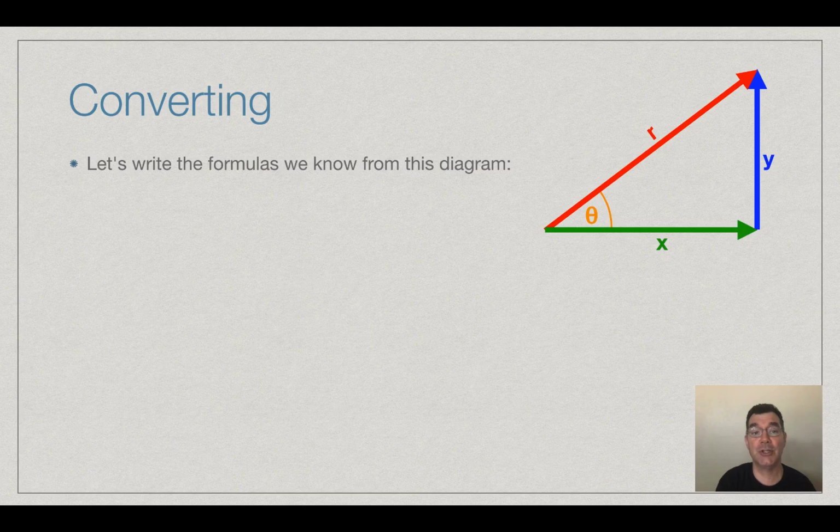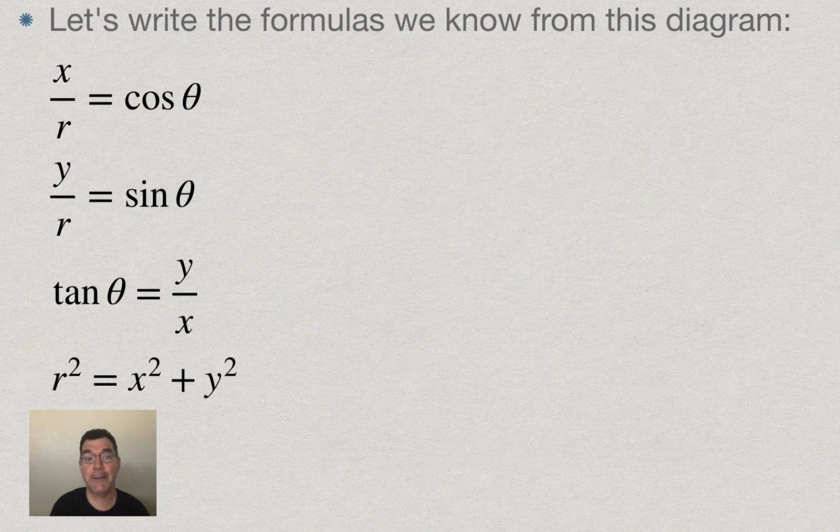So we need to be able to convert between these two forms, rectangular and polar. So let's look at the formulas that I know based on the diagram that I have on the right. I know that the cosine of theta is x over r, the sine of theta is y over r, and the tangent of theta is y over x. And I also know that because it's a right triangle, r squared is going to equal x squared plus y squared. So how do I use those to convert between x and y and r and theta?